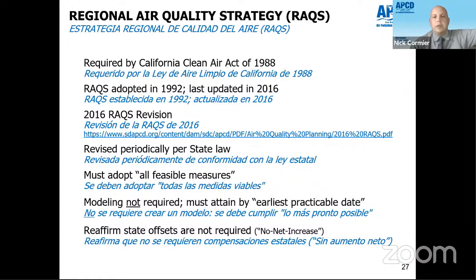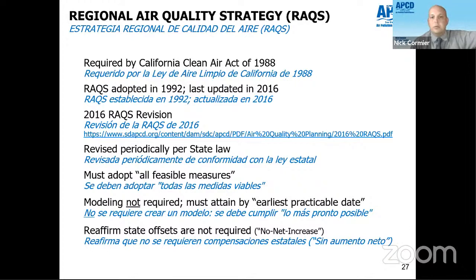Being a non-attainment area, the APCD must consider all feasible measures that can reduce ozone-forming emissions from stationary sources under our regulatory authority, such as industrial operations and manufacturing facilities. The individual measures included in the RAQS are then developed into proposed local rules that are reviewed by citizens and stakeholders in a public process and are then considered for adoption by the APCD governing board.